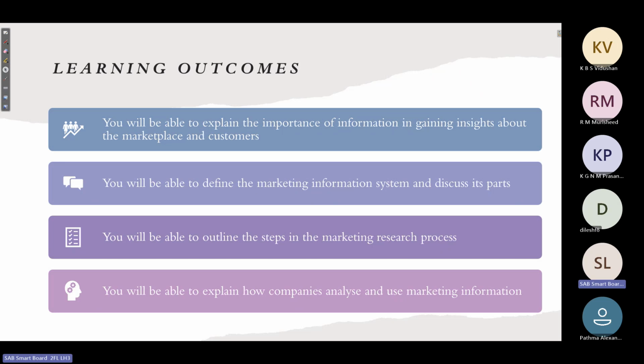And you will be able to define the marketing information system and discuss its parts and outline the steps in the marketing research process. That is going to be the most important part of this session. And you will be able to explain how companies analyze and use marketing information. Right? These would be our learning outcomes of today's session.